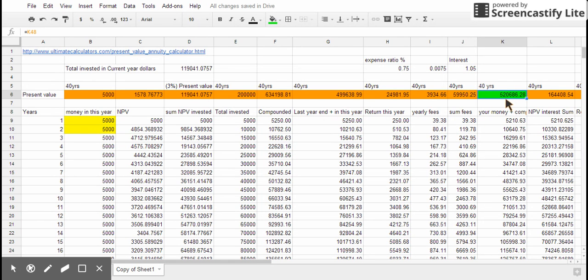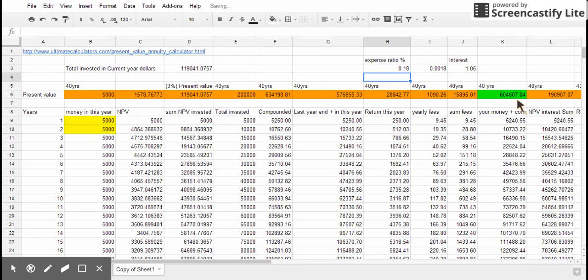After 40 years gives you $520,000. And this column shows you the sum of all the fees that you paid, which would be $59,000 after 40 years. All this column does is add the previous year's fees plus your fees from this year. So the important thing here is you change your expense ratio to 0.18, and you see how this changes. You see it went from $520,000 all the way up to $604,000. That is your money.